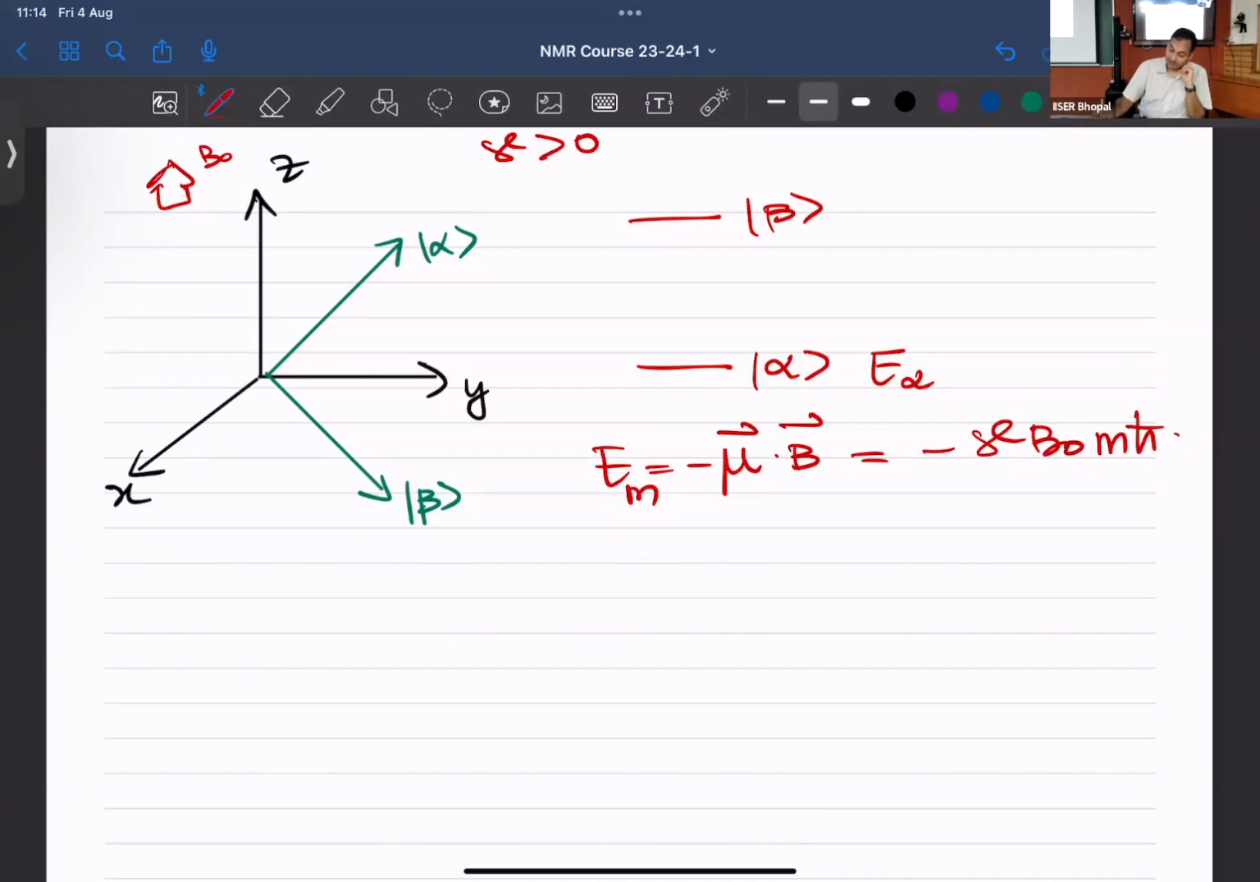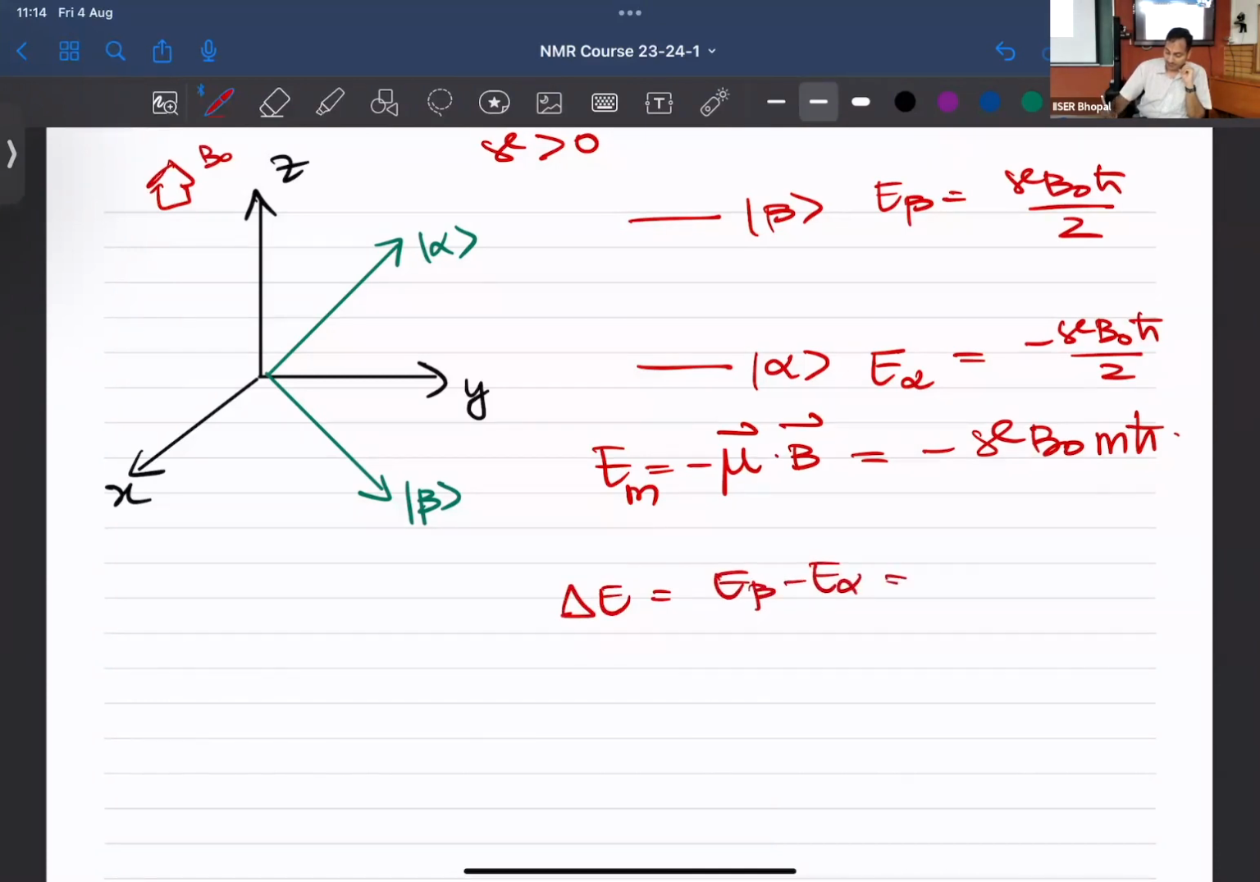So using this definition, the energy of E alpha is going to be minus gamma B naught H cross by 2. And the energy of beta is going to be gamma B naught H cross by 2. Therefore, the delta E that we are trying to talk about, E beta minus E alpha, in this case will be gamma H cross B naught, right?